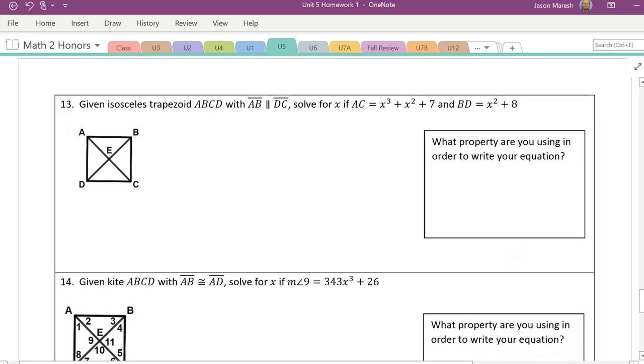Number 13, we have another isosceles trapezoid where AB is parallel to DC, so AB is one of the bases, DC is the other base, which means our two legs are congruent, right? And solve for x if AC and BD are given. Notice that AC is one of the diagonals and BD is the other diagonal. And so that makes me curious, is there a property that deals with diagonals with isosceles trapezoids? Let's go look.